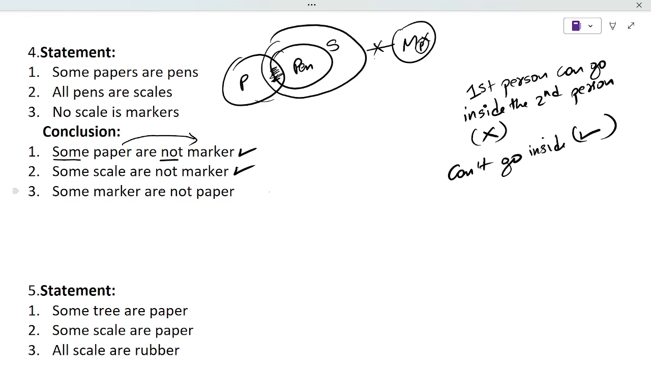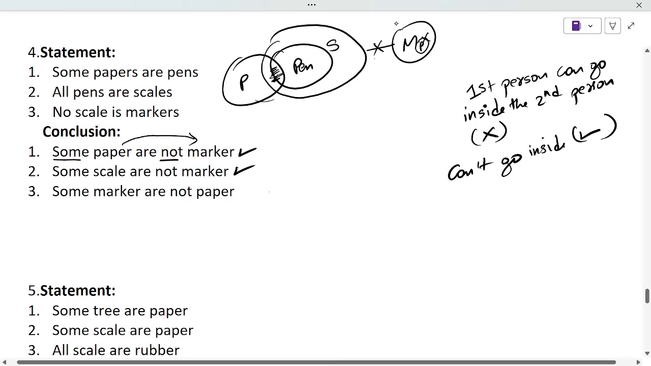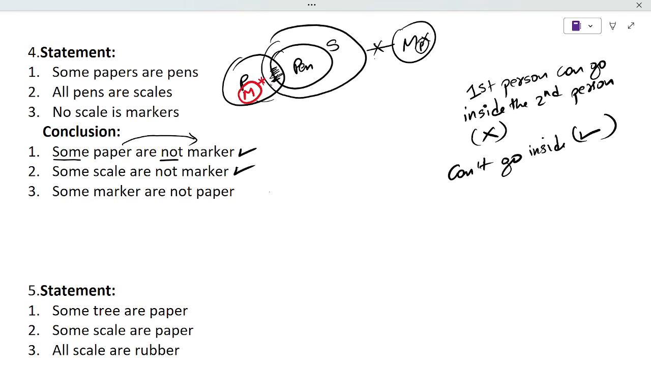Some marker are not paper. Can all of marker go inside paper or not? We can put marker inside paper. We're not violating the statement, since scale and marker can't touch, we can rearrange the diagram. We're still not violating the statement, so it can go inside. Since it can, the answer will be false. So for this question, the correct answer will be that conclusions 1 and 2 follow.